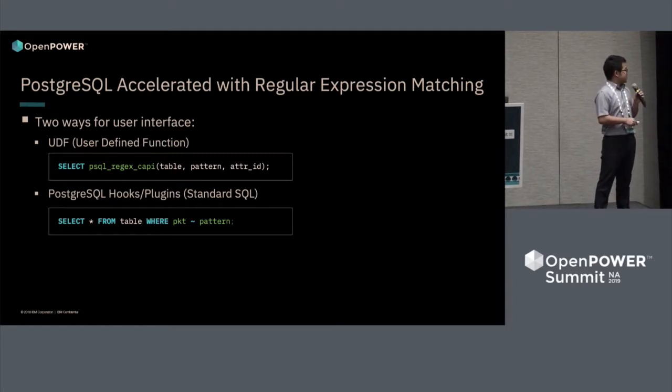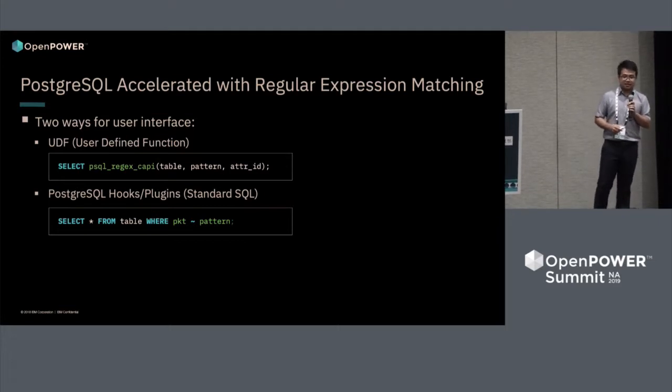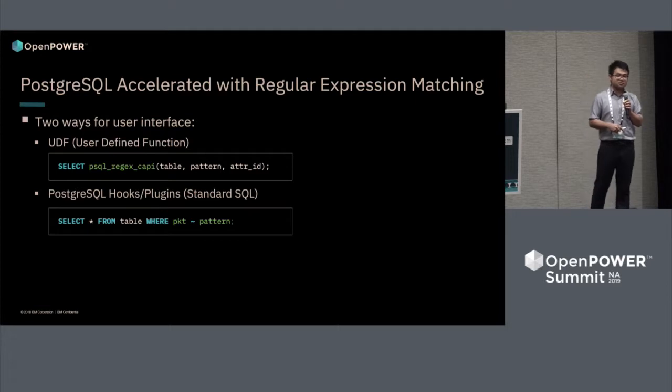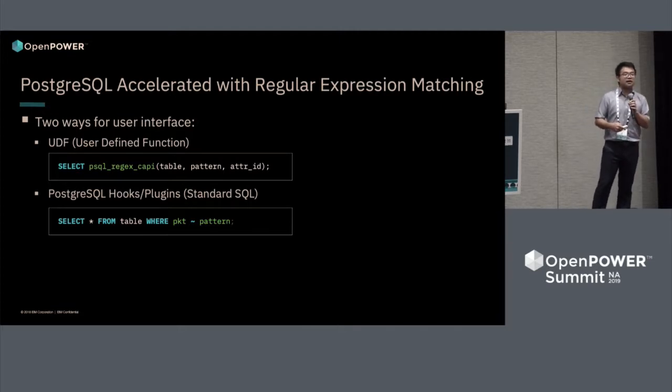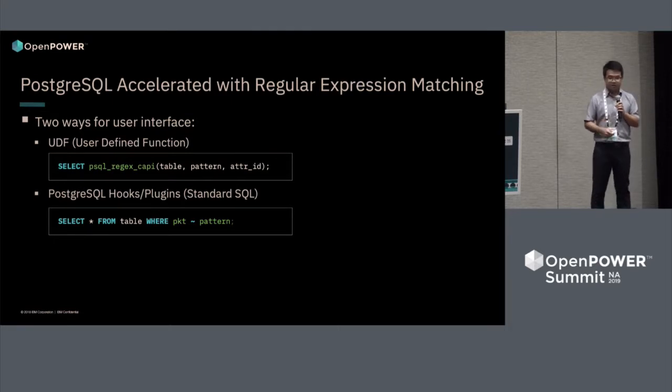So that's why we have another way, which is implemented as Postgres hooks and plugins, and this enables the user to use the standard SQL language in this form with a where clause and a regular expression matching operator. Then the users are okay to use our acceleration. So this is exactly what we are trying to present to the end users to use our acceleration.